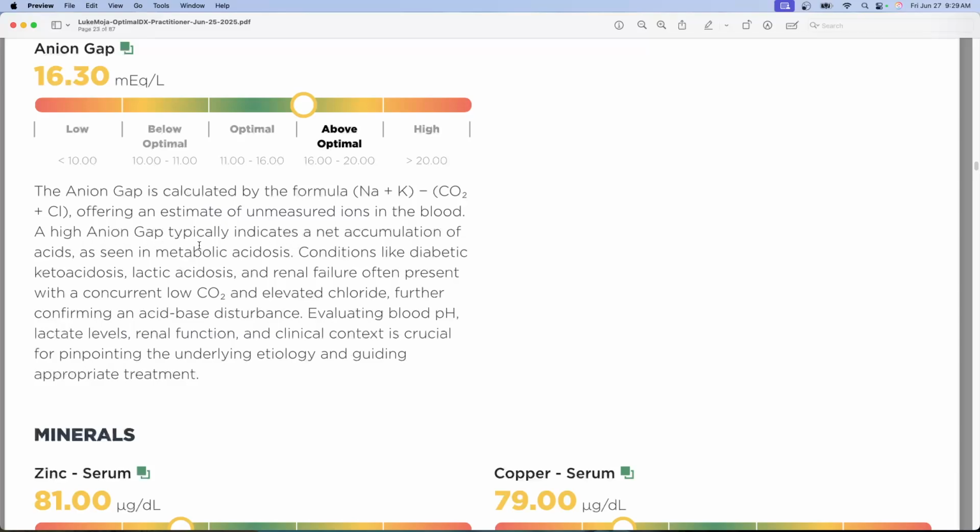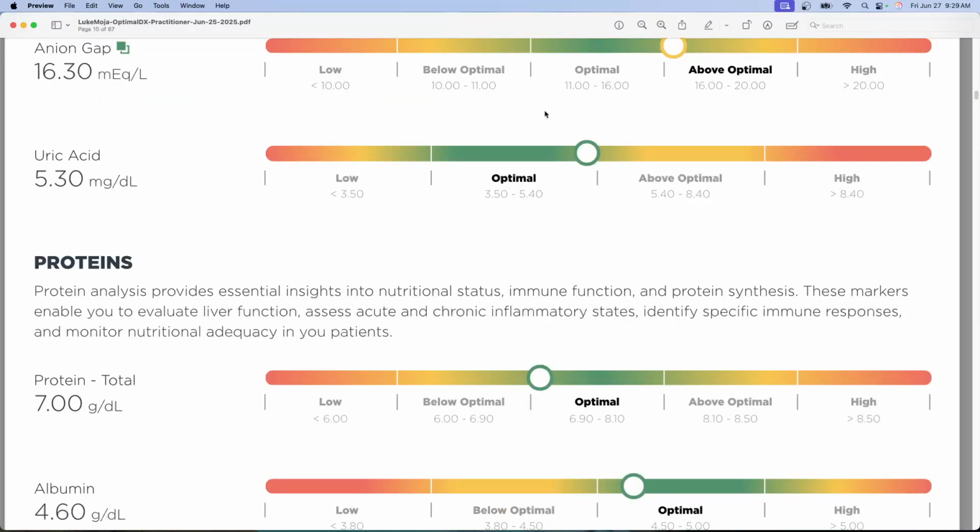High anion gap typically indicates net accumulation of acids. So a little bit of high acid, you can see I'm just above the optimal range, pretty close to optimal there, but that can be an issue with uncontrolled diabetes, kidney issues like renal failure, or some type of respiratory issue going on that's causing you to not be able to maintain acid-base balance. Mine's pretty good, not too high above the optimal range there.